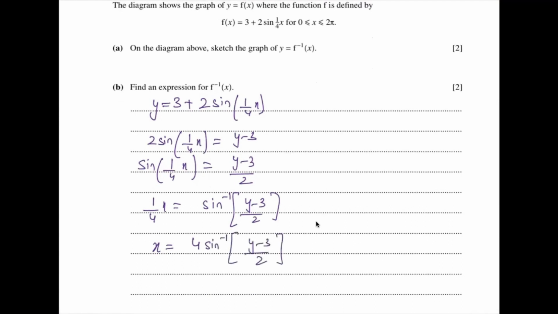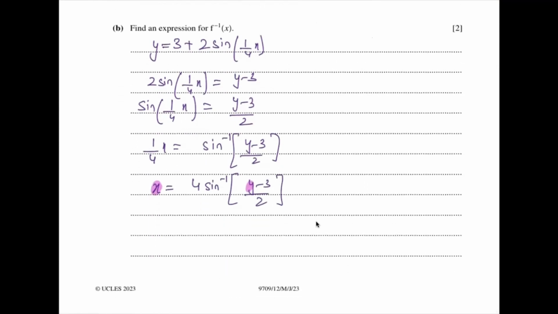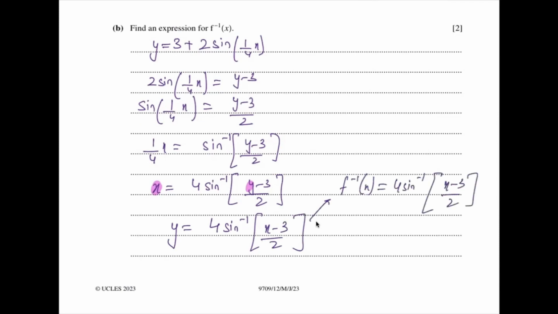Now, as a last step, what you can do is swap the values of x and y. So y is going to be equal to 4 sine inverse of (x minus 3) upon 2. And your inverse function would be f inverse of x equals 4 sine inverse of (x minus 3) upon 2. So that's the inverse function.